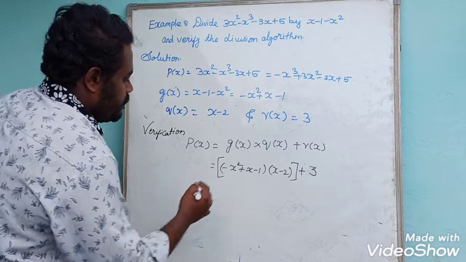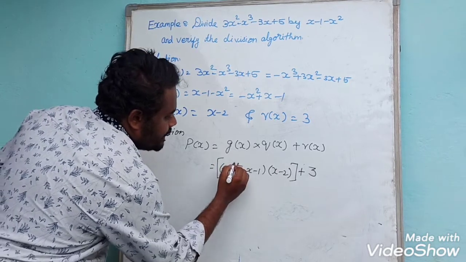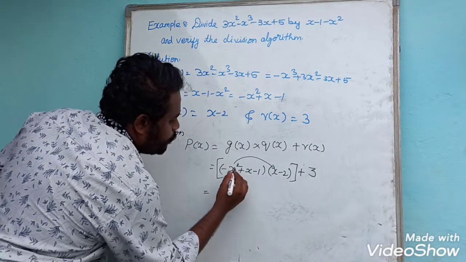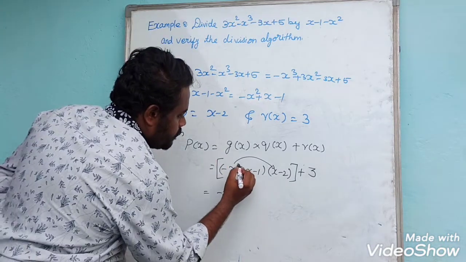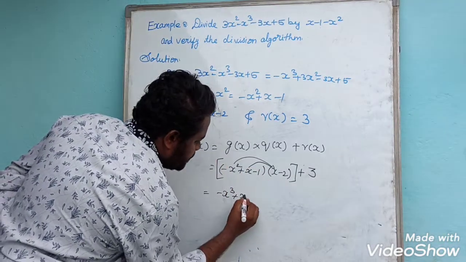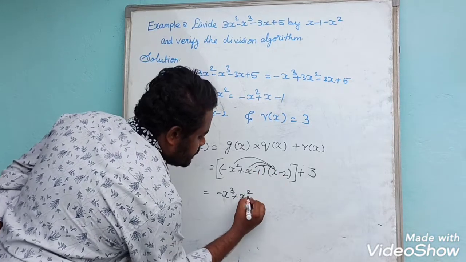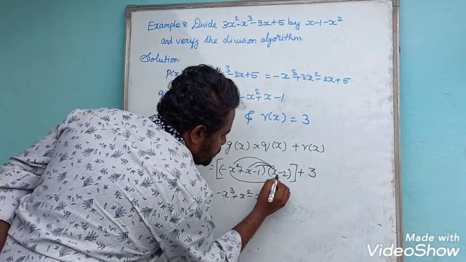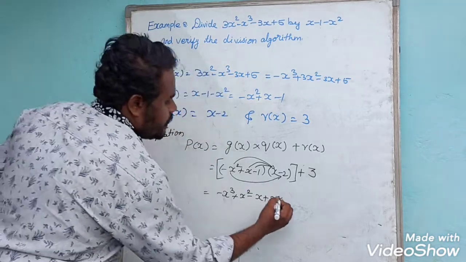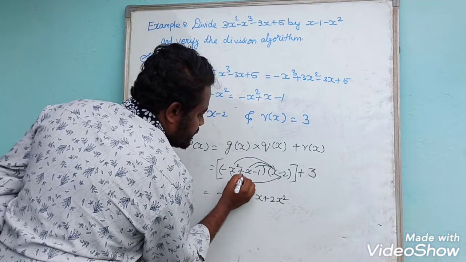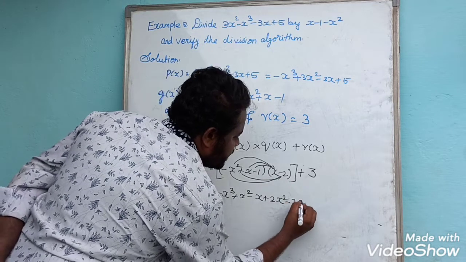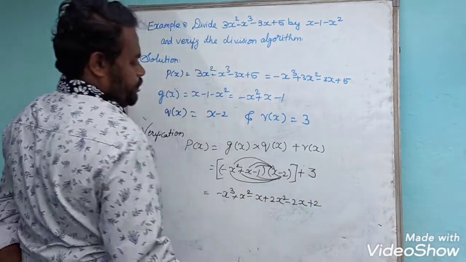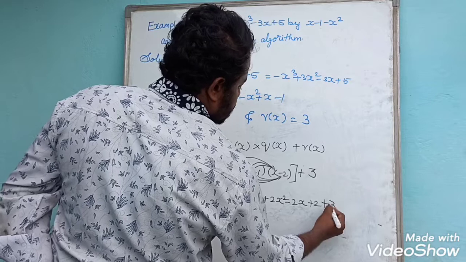So now we multiply the whole term with the first one. So x square into x, it should be minus x cube, and then x into x, plus x square, minus 1 into x, minus x. And then we multiply with the second term: minus x into minus 2, plus 2x square, and then plus x into minus 2, minus 2x, minus into minus, minus 1 into minus 2, plus 2, and finally we take this plus 3.